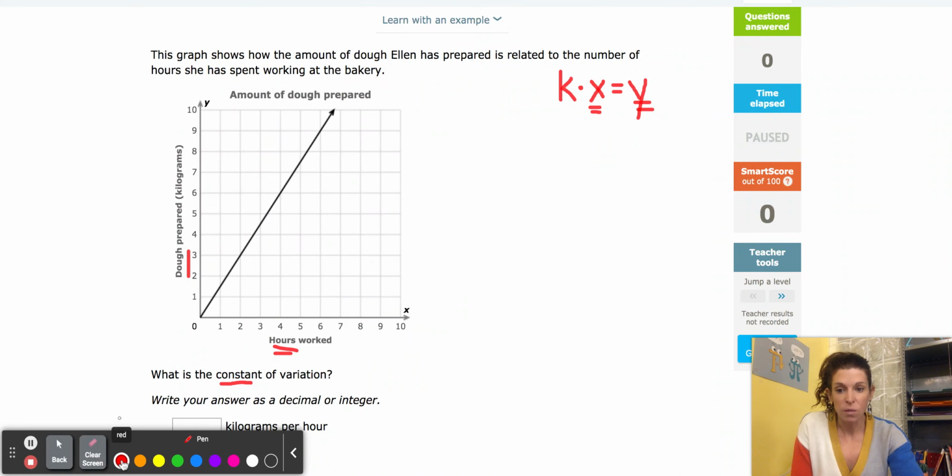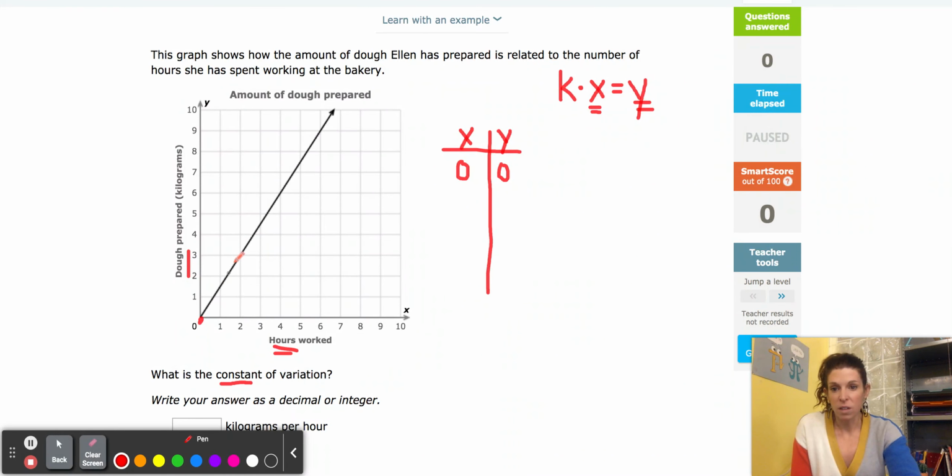To do that, I always start with making a table. The table is just another way to organize our data points, our coordinates. It's just another way to show our X, Y combinations. And so we're going to look at our graph to find those X, Y combinations. We have 0, 0. Obviously, if she works 0 hours, she doesn't make any dough, right?